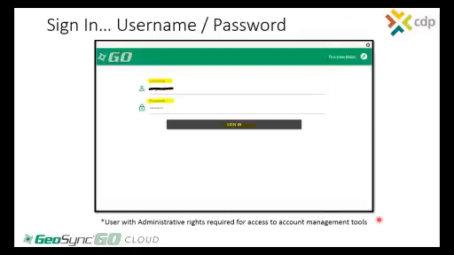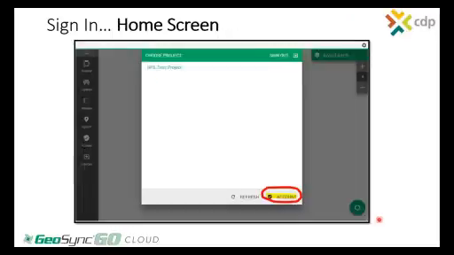Once the app is open, you'll need to log in with username and password, and the user that you use for this will have to have administrative rights. Your user has to have administrative rights to access the account management tools that we'll need. So once you type in your username and password and sign in, the Choose Project screen opens up. At this point, we don't really want to go into a project. We want to go to our account management tools.